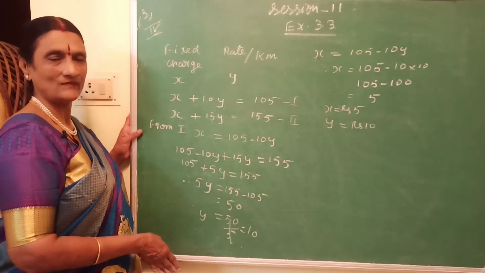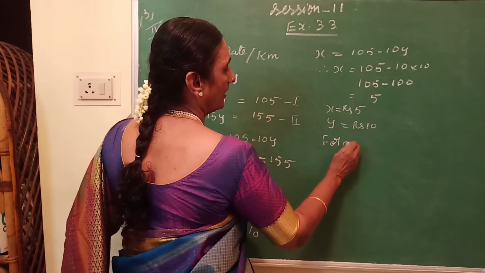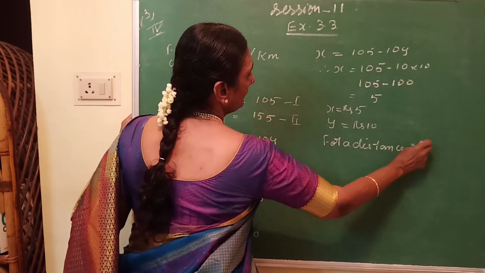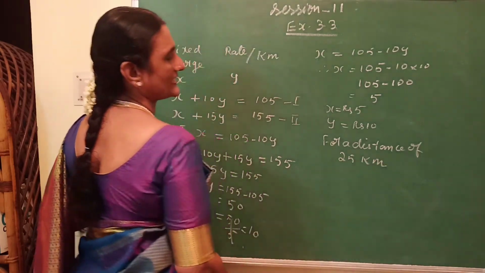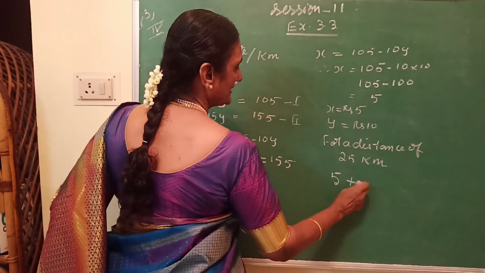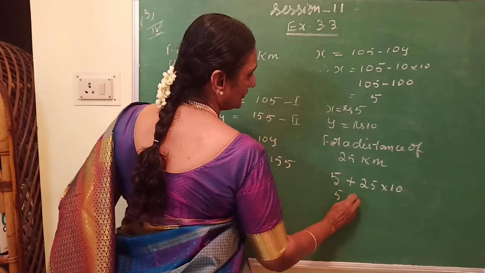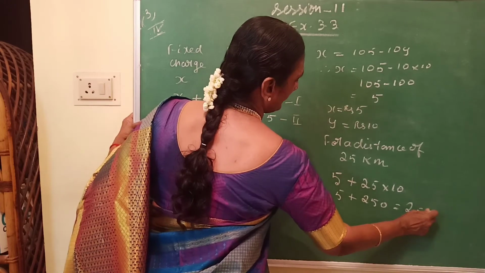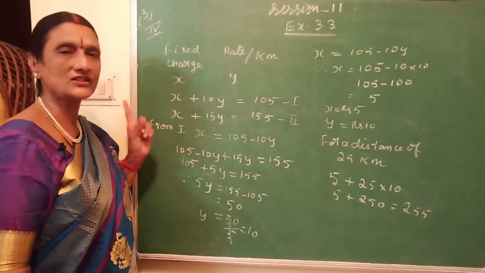Are you understanding? So, therefore, for a distance of 25 kilometers, how much does a person have to pay? The fixed charge 5 plus 25 into 10. That gives you 5 plus 250, which is equal to 255. So we have got the answer as rupees 255.